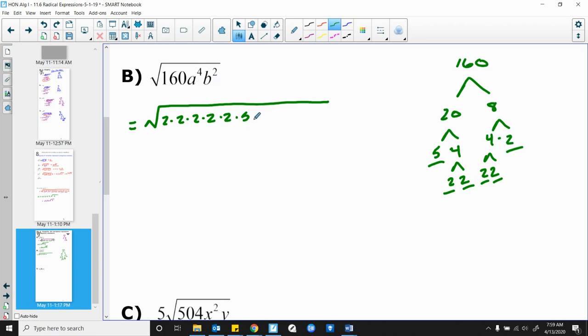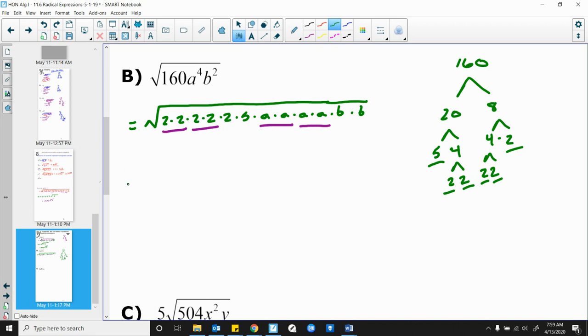And then we'll write out all of this. So times A times A times A times A times B times B. Cool. We've got it all written out. We can identify our pairs. So I'm going to have a pair of 2's, a pair of 2's, a pair of A's, a pair of A's. All of that's going to leave the radical sign and go out front.